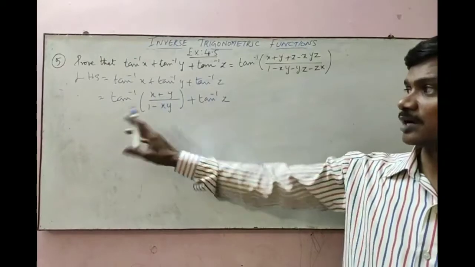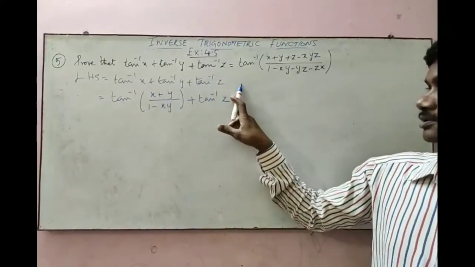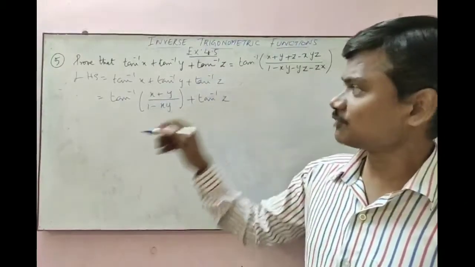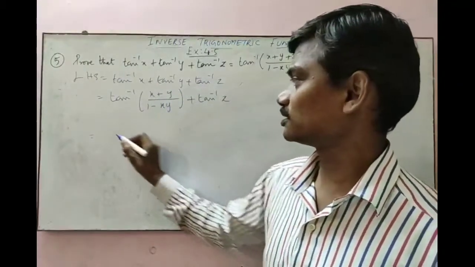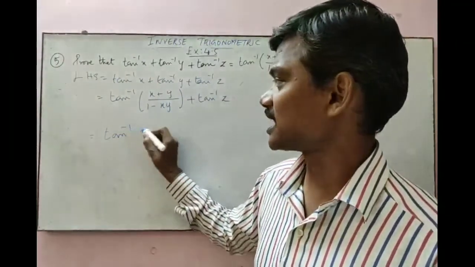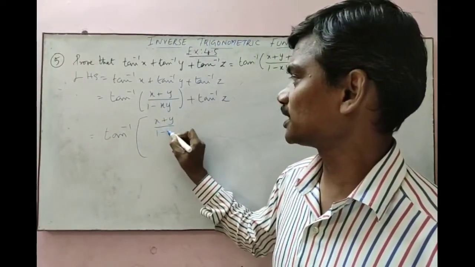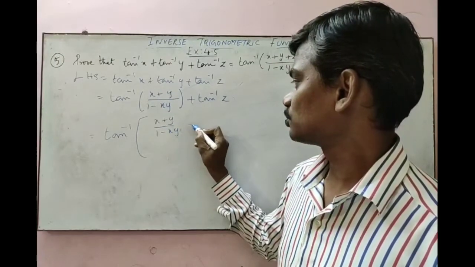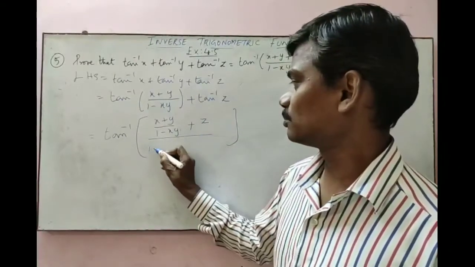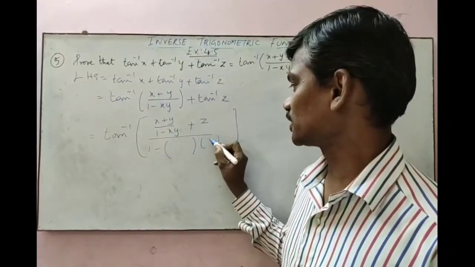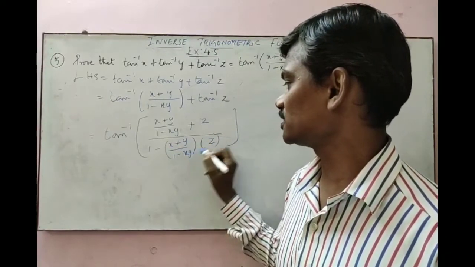Next, I am going to assume this whole term as x and this as y. Now again I am going to use the same formula, but here you treat this whole thing as x and this as y. So again I am going to use this tan inverse of x, that is x plus y by 1 minus xy, plus y by 1 minus x into y, that is x plus y by 1 minus xy into z.